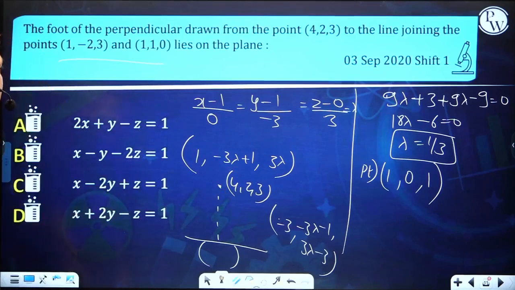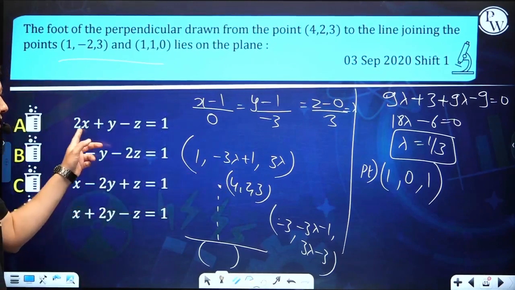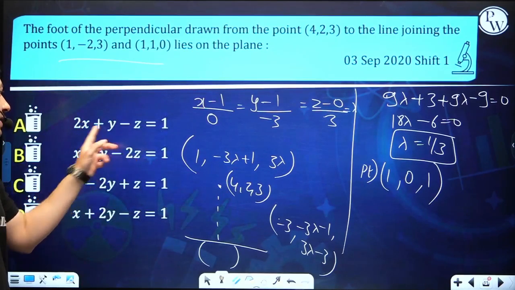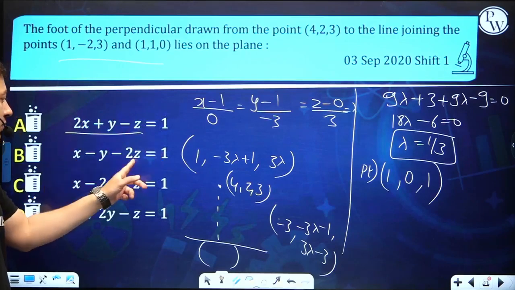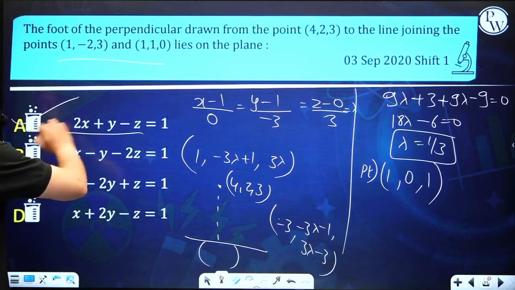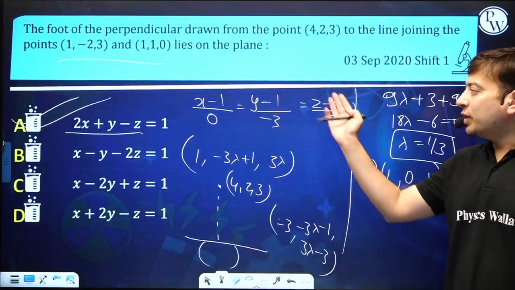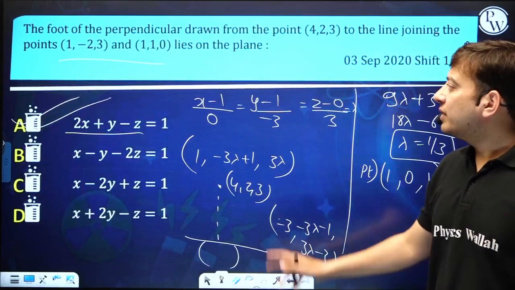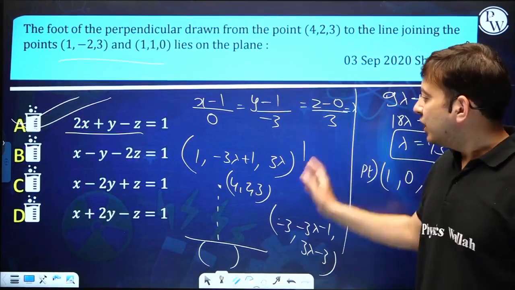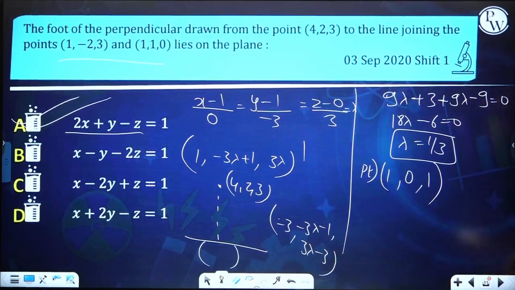Now they are saying the foot of the perpendicular lies on the plane, so you need to see that (1, 0, 1) will satisfy which equation. First equation, yes, sir, it is satisfying. The others, no. So the first option only. As simple as that. You need to remember how the equation of a line, only three methods were there, then the equation of a plane, four methods were there. Those only will be used, and then a little bit of extra part. That's it. All questions are quite the same and similar. Trust me.